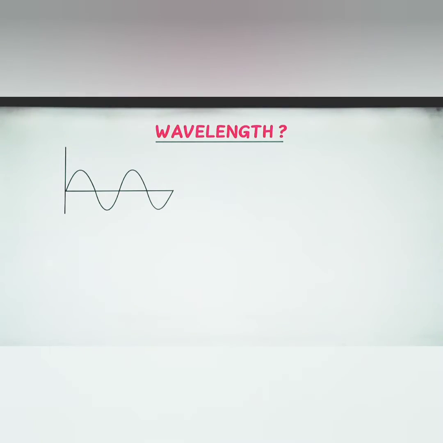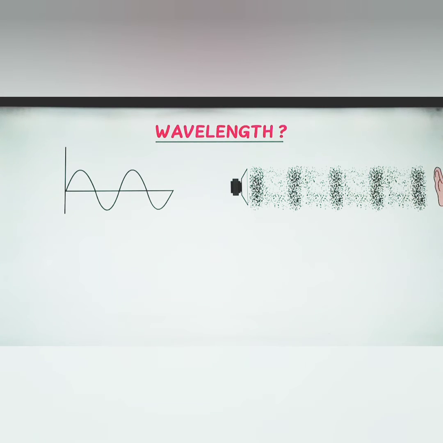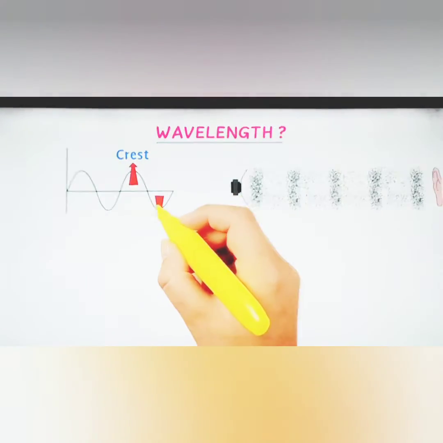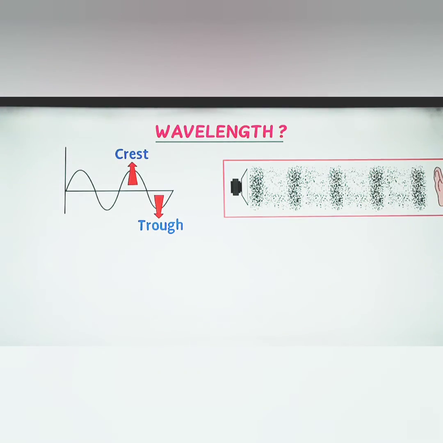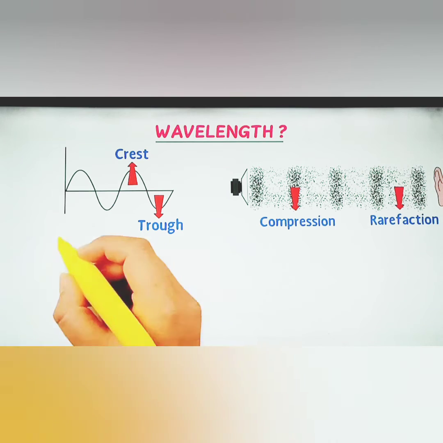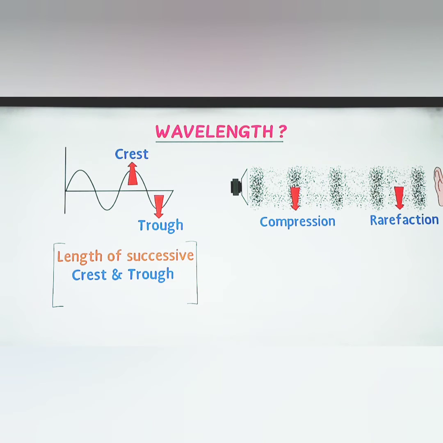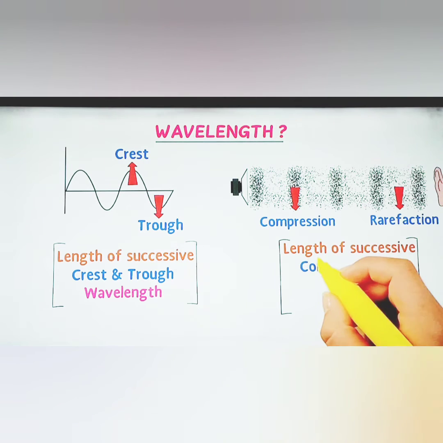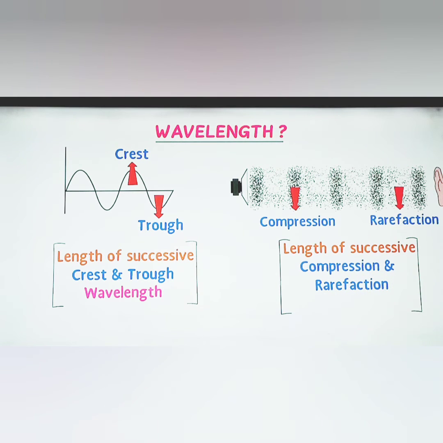Now, what is wavelength? Considering the motion of these two waves, we know that transverse waves travel as successive crest and trough, while longitudinal waves travel as successive compression and rarefaction. In case of transverse wave, the length of successive crest and trough is called its wavelength, while in case of longitudinal waves, the length of successive compression and rarefaction is called its wavelength.